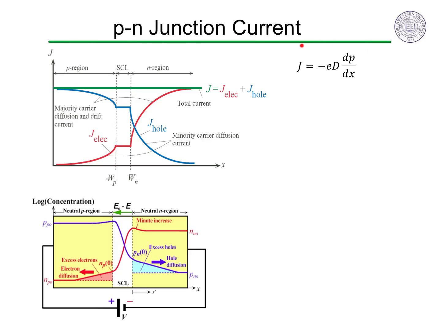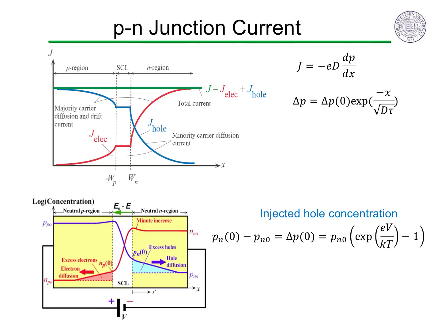In the neutral regions, the current due to the minority carriers is primarily from diffusion, which we can calculate from the diffusion equation. Since we know the concentration profile is an exponential due to the excess injected charge carriers recombining, the diffusion current at the edge of the space charge layer is simply this derivative, which depends on the diffusion coefficient and the recombination time of holes, and also the equilibrium minority carrier concentration and this exponential of the bias voltage.